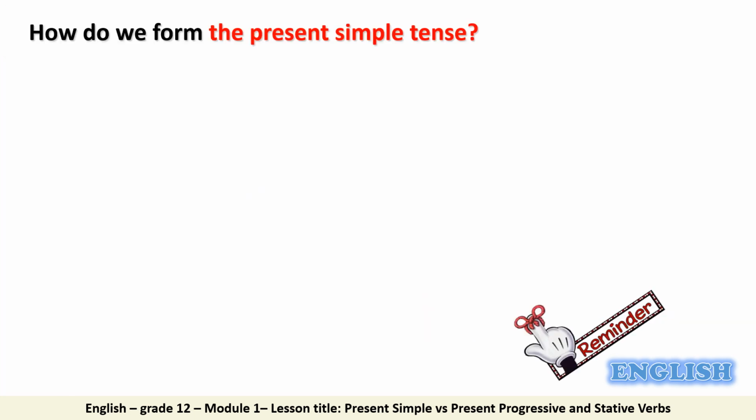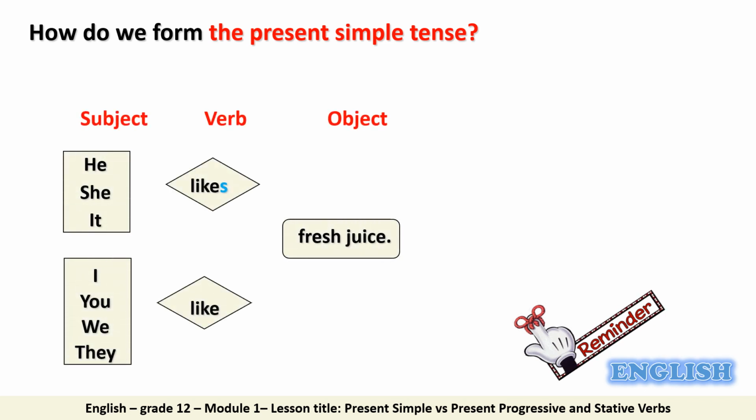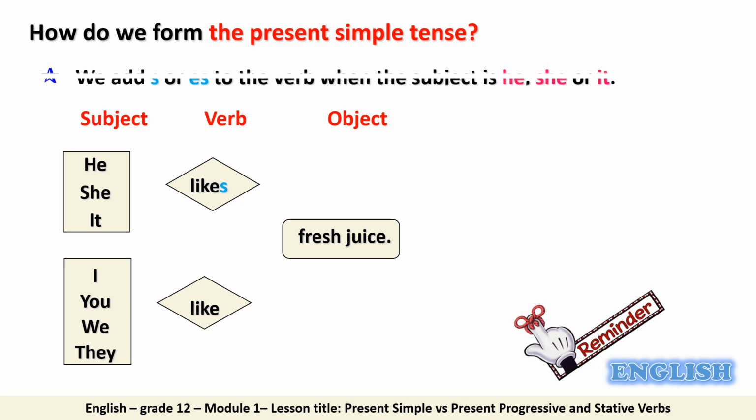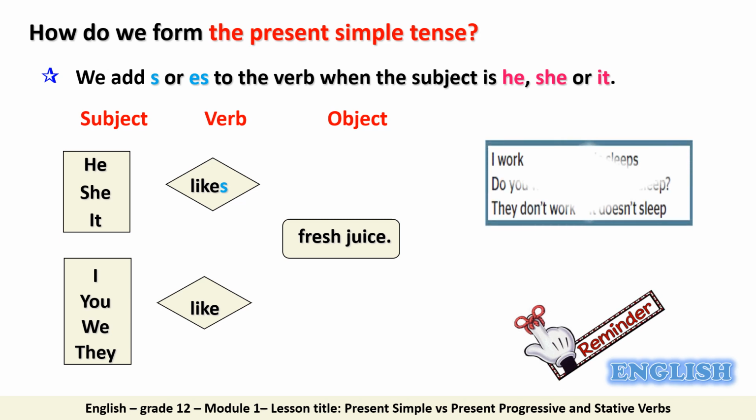How do we form the present simple tense? I'm sure you know the answer. But anyway, let's have a look at the following example. Do not hesitate. Your answer is correct. We add s or es to the verb when the subject is he, she, or it. And here are a few more examples of the present simple tense in the affirmative form, I work, he sleeps, in the interrogative or question form, do you work, does she sleep, and in the negative form, they don't work, it doesn't sleep.